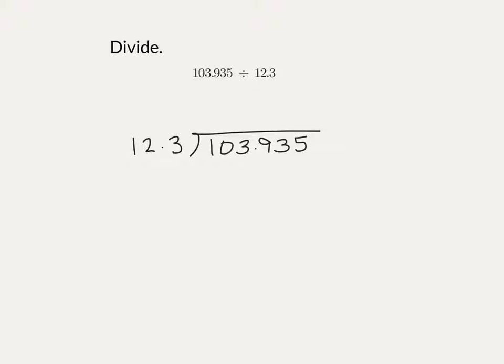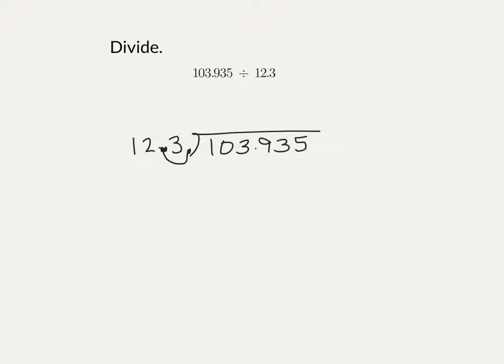Divide. Here we're going to set up the problem as a long division problem and do this by hand. We have 103.935 divided by 12.3. I have my divisor on the outside, and then I have the dividend on the inside. In order to divide decimals, we want to look at the divisor, and we want to make this a whole number. So we're going to move the decimal one place to the right.